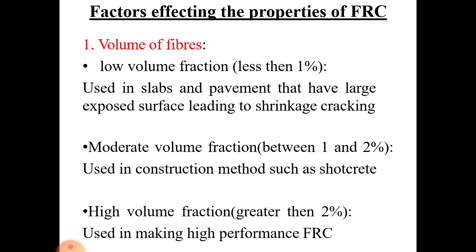Now various factors affect the properties of FRC. Now let's check what its factors are. One is volume of fibers. Low volume fraction, less than 1%, is used in slabs and pavements that have a large exposed surface leading to shrinkage cracking. Then moderate volume fraction, between 1 and 2%, is used in construction methods such as shotcrete. If it has a higher volume fraction, greater than 2%, then it is used for making high performance FRC.